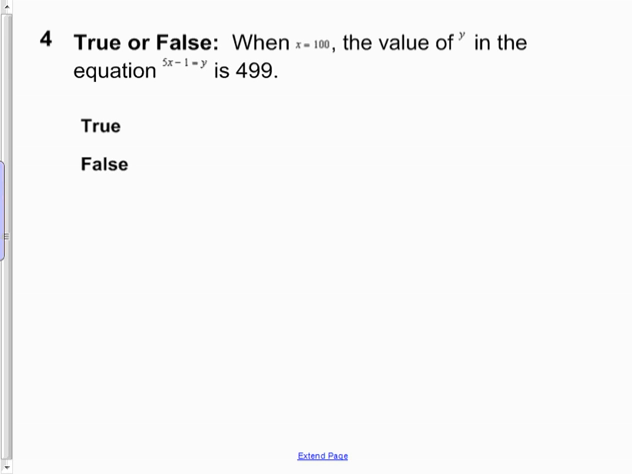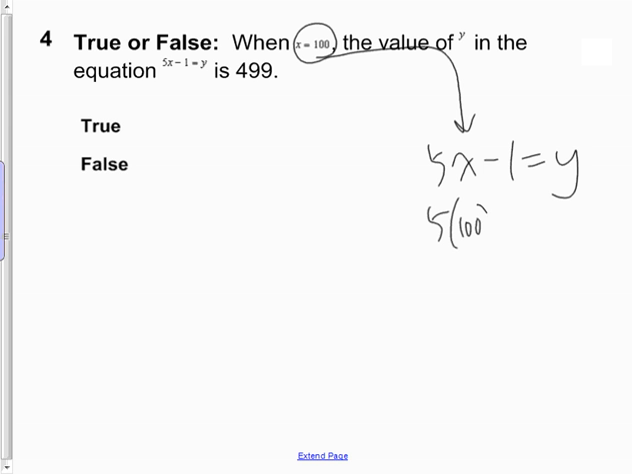Question 4, true or false? When x equals 100, the value of y in the equation 5x minus 1 equals y is 499. So let's first write down our equation. And when x is 100, that means I will substitute that right in here. So I'm going to substitute when x is 100, and I'm going to simplify it.